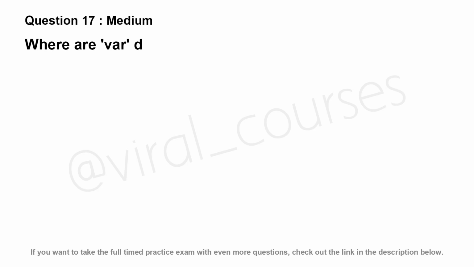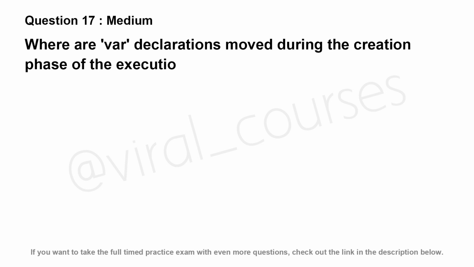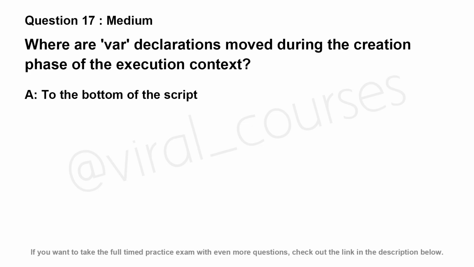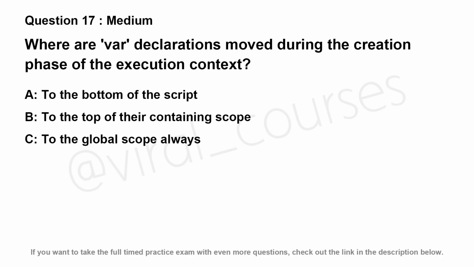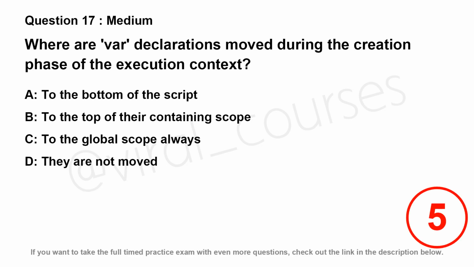Where are var declarations moved during the creation phase of the execution context? Option A, to the bottom of the script. Option B, to the top of their containing scope. Option C, to the global scope always. Option D, they are not moved.